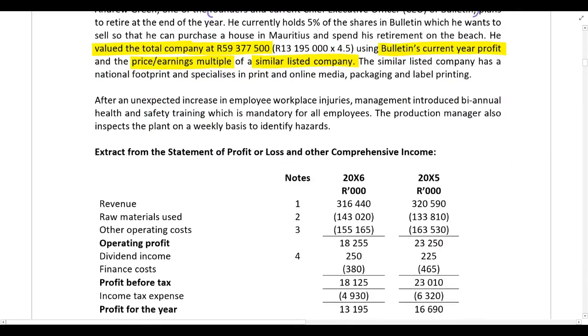After an unexpected increase in employee workplace injuries, management introduced biannual health and safety training, which is mandatory for all employees. The production manager also inspects the plant on a weekly basis to identify hazards. All right, so the fact that there was an unexpected increase in employee workplace injuries is obviously a negative factor. However, management is trying to address that negative factor by introducing biannual health and safety training, and also the production manager is inspecting the plant on a weekly basis to identify hazards. So the fact that they are trying to address this problem is obviously positive.